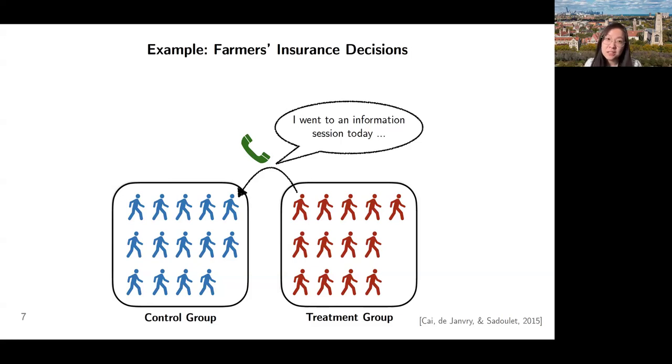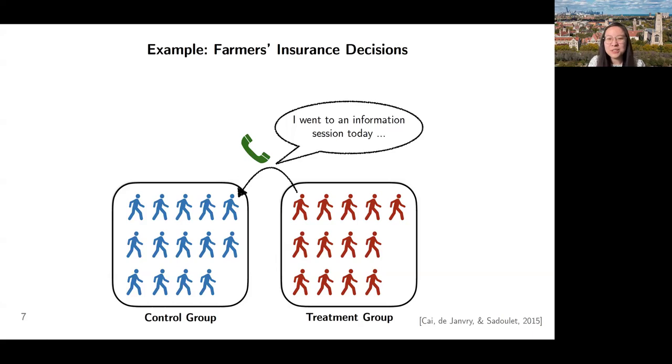And she could be calling me and telling me that, hey, Shuangning, I went to this very interesting information session and learned that weather insurance seems to be an interesting thing. You should probably also look it up to see whether you want to get it. So what we see here is that the information from the information session gets spread from the treatment group to the control group. So this control group in a way is not a pure control group because people get information from the treatment group.